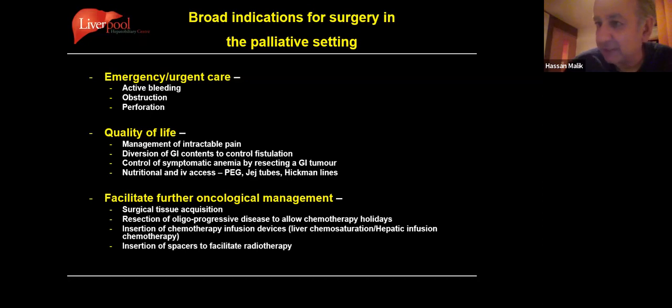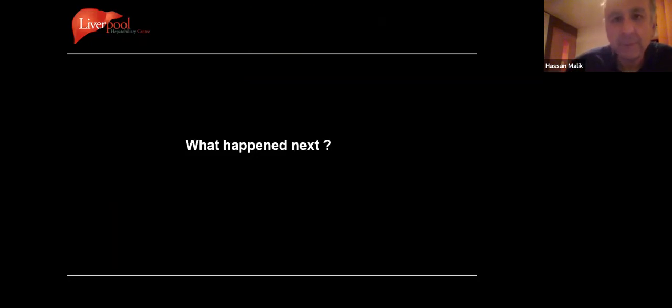And this could be to access something simple like a biopsy. If it's not accessible by radiology or endoscopic ultrasound, you may need to do a laparoscopic biopsy, for example. What about the resection of oligometastatic disease or oligoprogressive disease to give chemo holidays? Or insertion of chemotherapy infusion pumps? Or in the US, they use silicone spacers to facilitate radiotherapy, for example, in the pelvis. So in this particular case, what happened next?